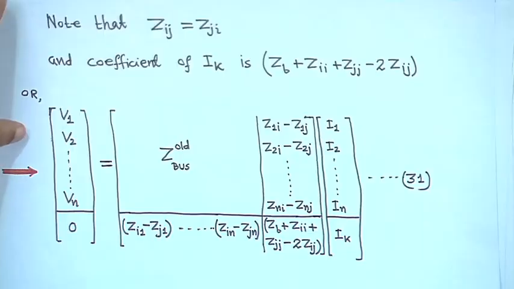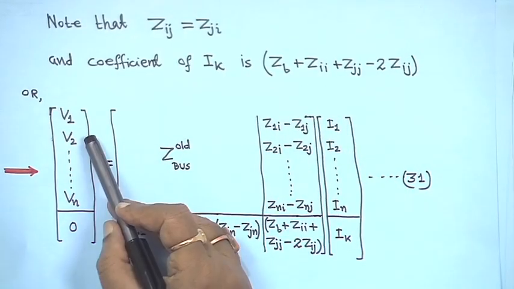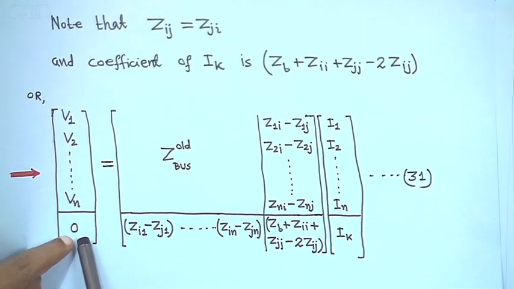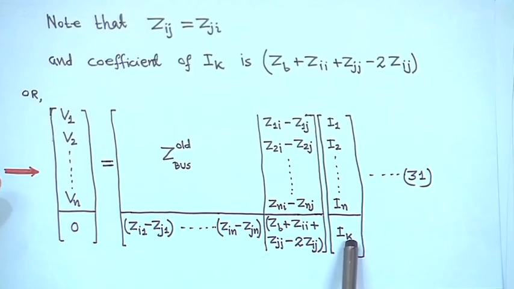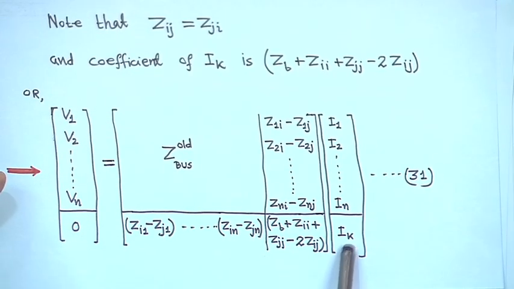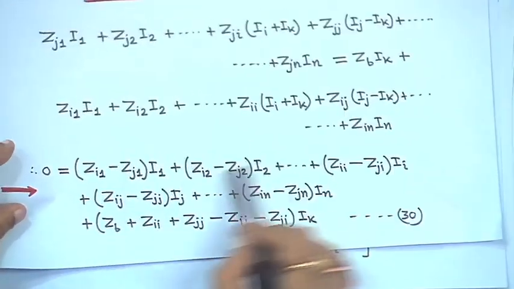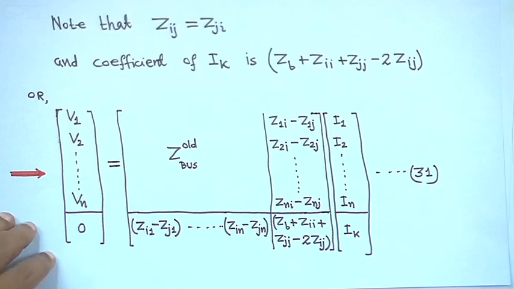So, the coefficient of I k is this one, that means we can write the same thing: V 1, V 2, V n, as if V k is equal to 0, and this 0 will be equal to whatever will come; this I k you have to find out. So, this way it is written that 0 is equal to this whole thing, and that is actually written here.